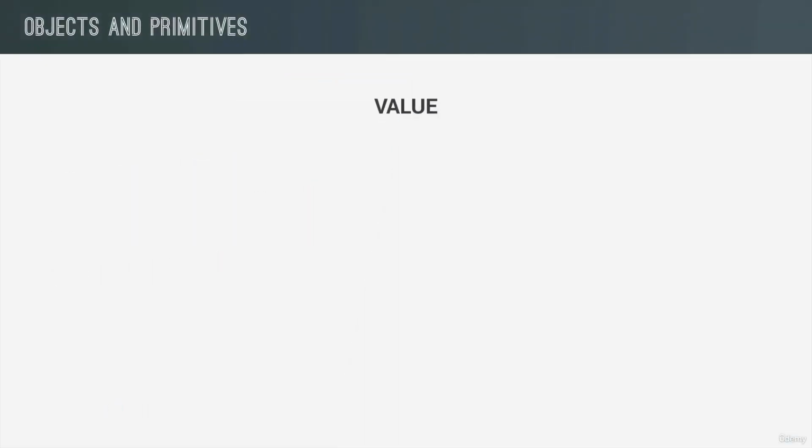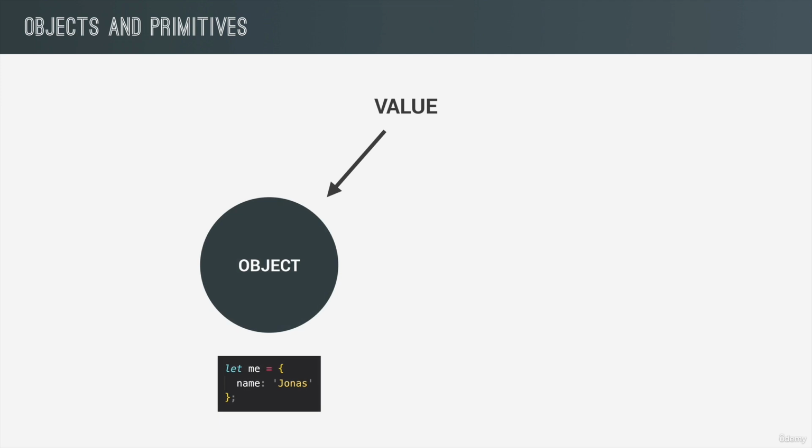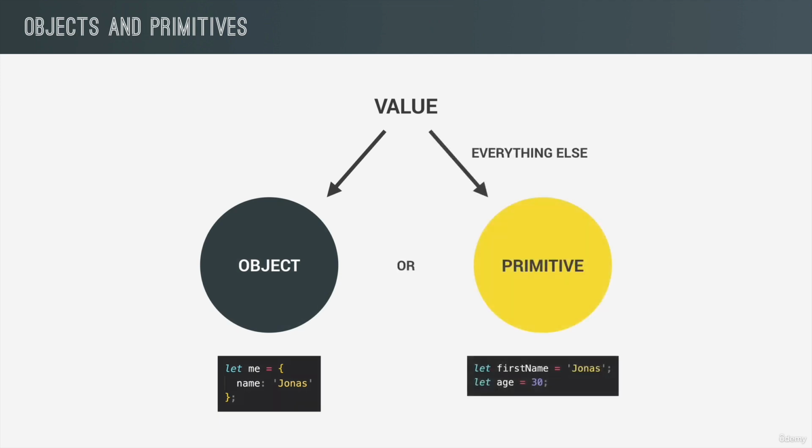And first of all, in JavaScript, every value is either an object, which looks something like this, or a primitive value. So a value is only a primitive when it's not an object. And we will learn all about objects later, but for now, let's really focus on primitive data types.